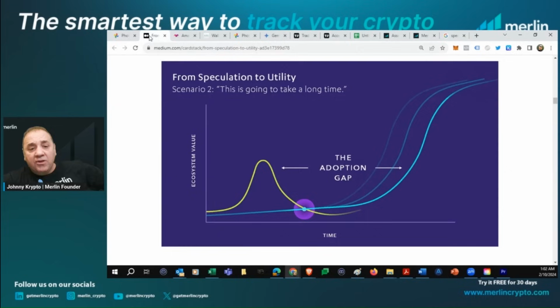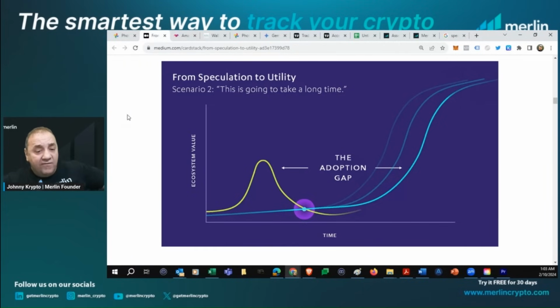So, first thing we want to talk about is what is an exit plan and what isn't an exit plan. And it really starts with understanding how the markets work. And the way the markets typically work is we have these two phases. We have a speculation phase and a utility phase.